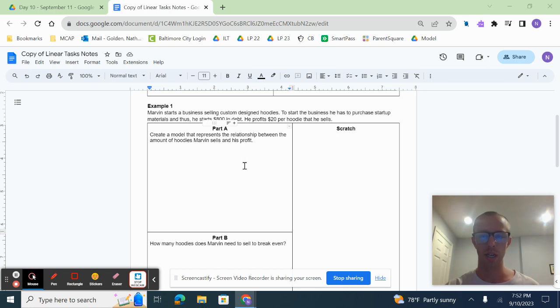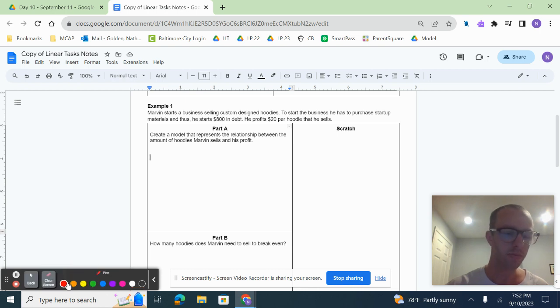So, all right, let's do this. Create a model that represents the relationship between the amount of hoodies. All right, so what do we got going on here? He starts a business $800 in debt, and he profits $20 per hoodie that he sells. You might dive right into just writing down y equals mx plus b, because that's the only type of function that we've learned so far, linear functions.